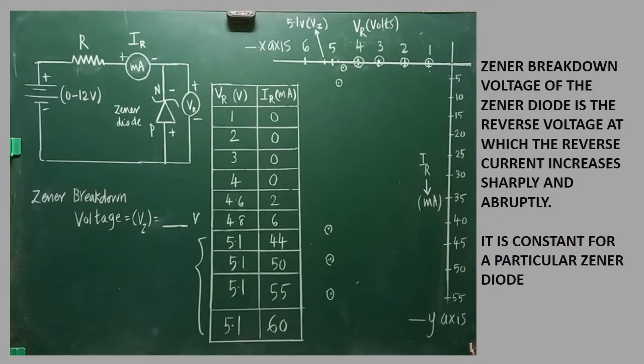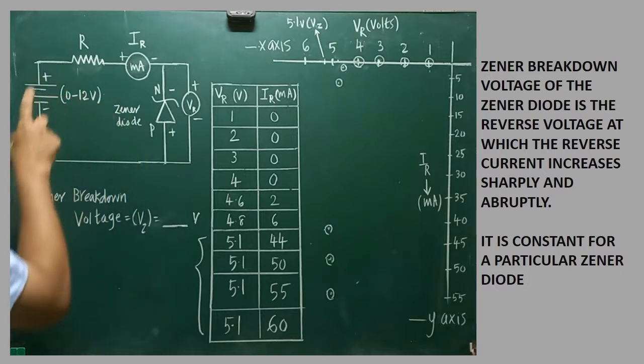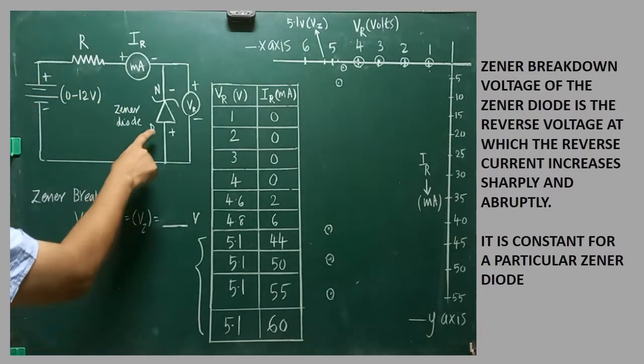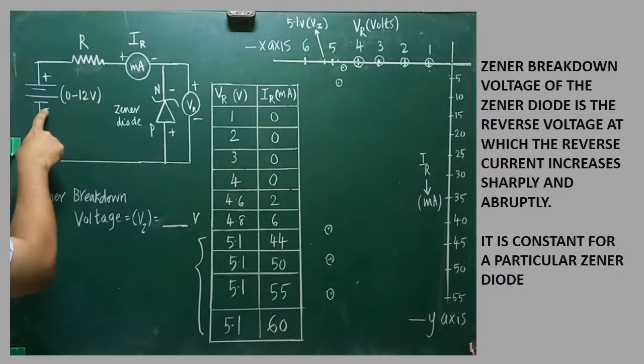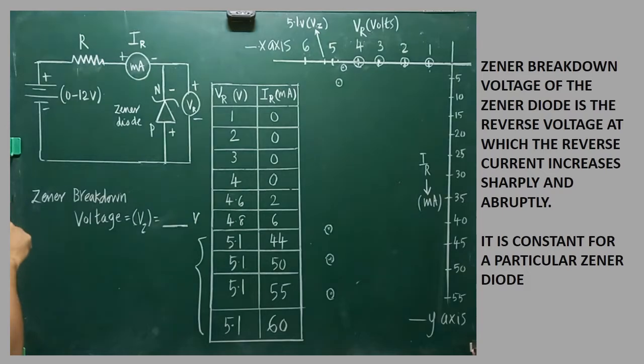Now we are going to learn the reverse bias characteristics of the Zener diode. Look at here, the Zener diode is connected in the reverse bias connection. The P end of the Zener diode is connected with the negative end of the power supply. The N end of the Zener diode is connected with the positive end of the power supply.